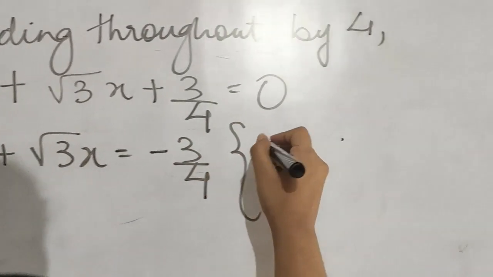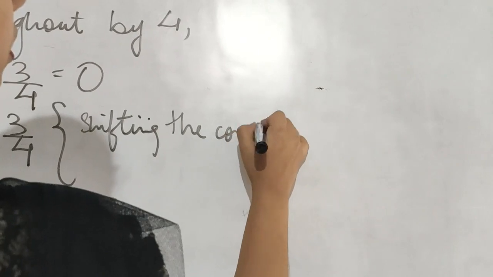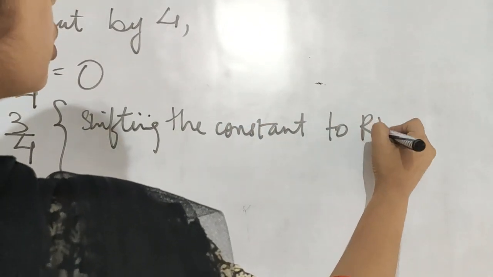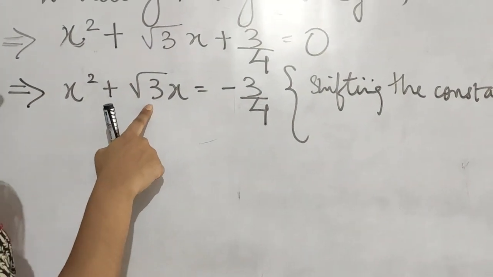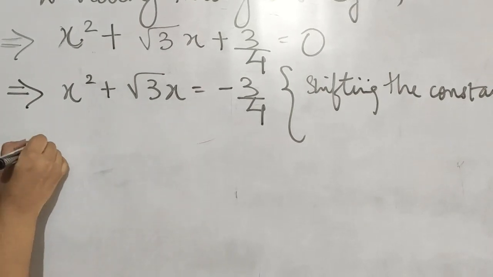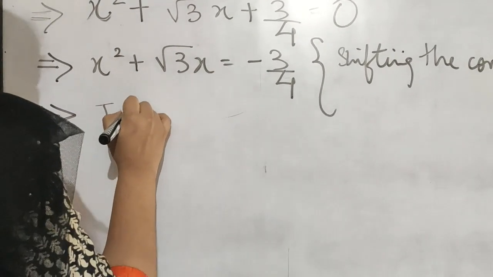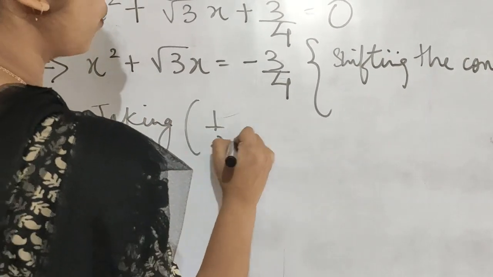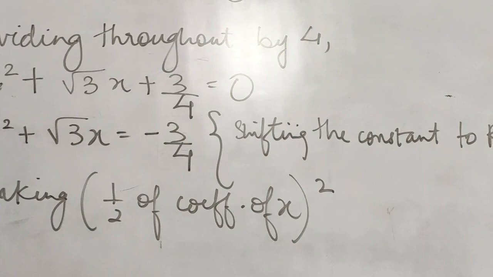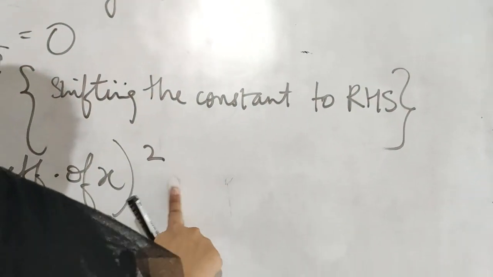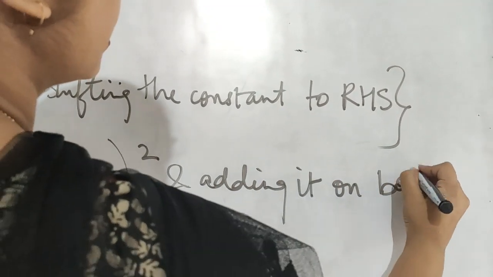In brackets please specify, shifting the constant to RHS. What is our next step? That we have to take the coefficient of x, take half of it and turn it into a whole square. So over here we are going to write, taking half of coefficient of x whole square and adding it on both sides.